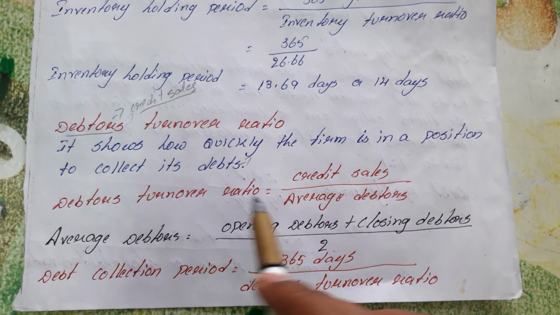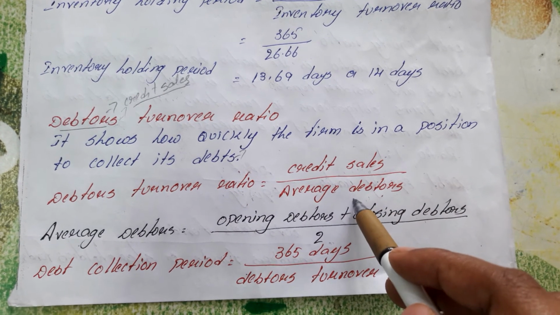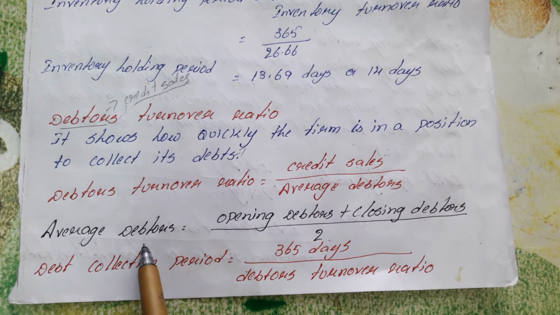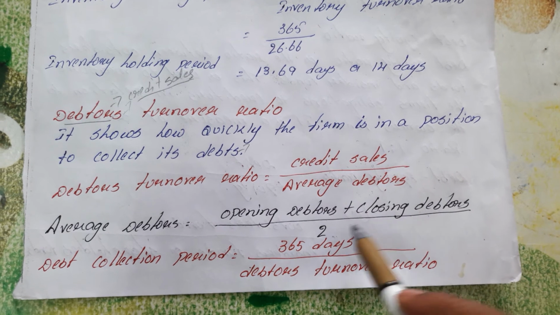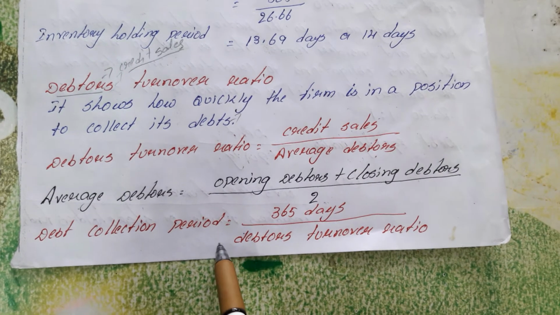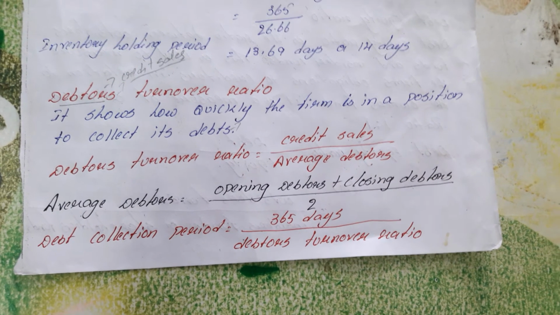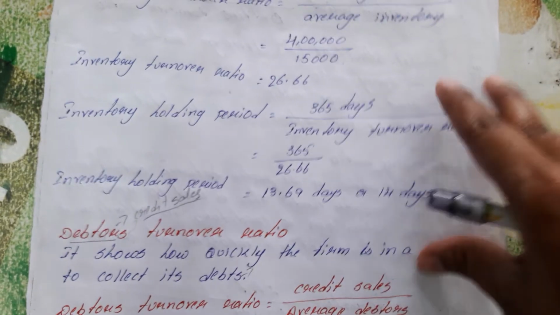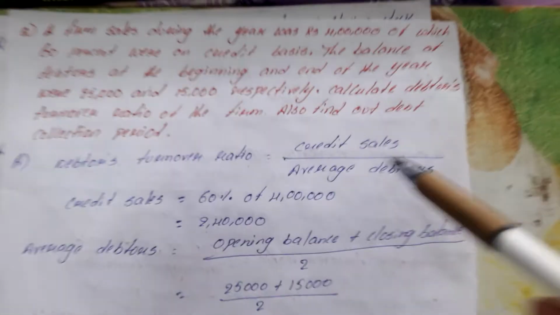So the formula is: debtors turnover ratio is called credit sales by average debtors. Average debtors formula is opening debtors plus closing debtors by 2, and debt collection period is 365 days by debtors turnover ratio. So we will discuss one problem related to debtors turnover ratio. So this is your problem.